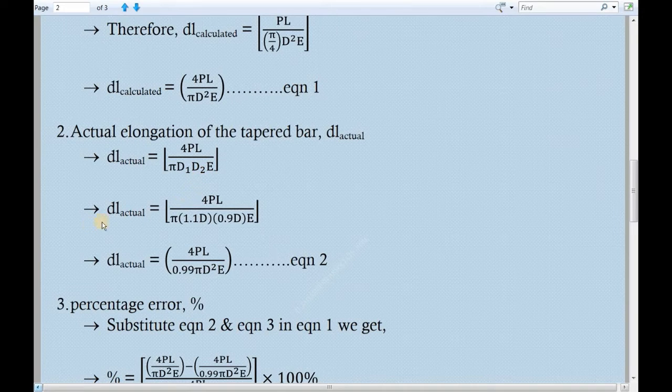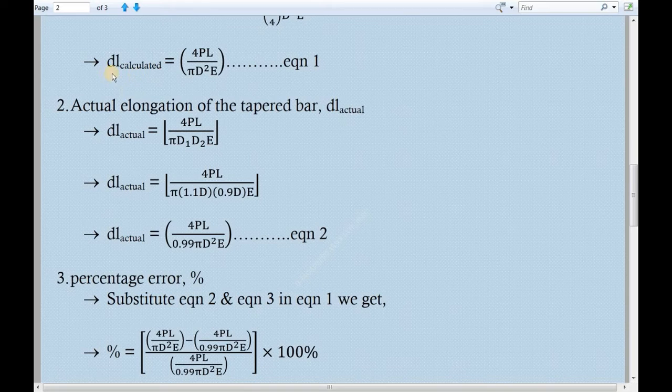So in this RHS, D1 is 1.1 D and D2 is 0.9 D. So the next step will be dl actual is equal to 4PL by pi into 1.1 D into 0.9 D into E. In this RHS, 1.1d into 0.9d is 0.99d square. So the next step will be dl actual is equal to 4PL divided by 0.99 pi d square E. Consider this one as equation 2.